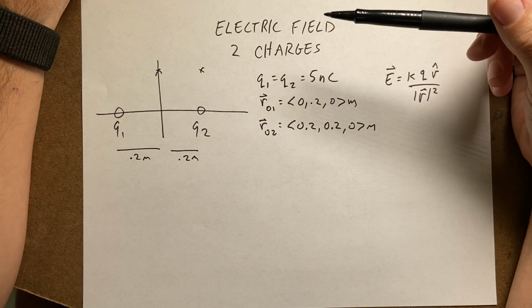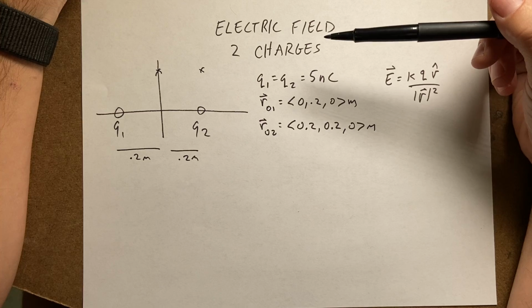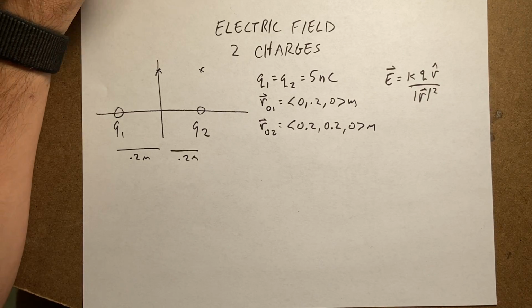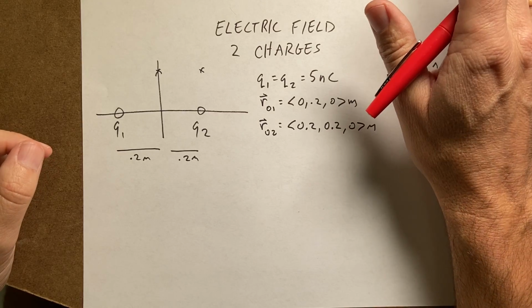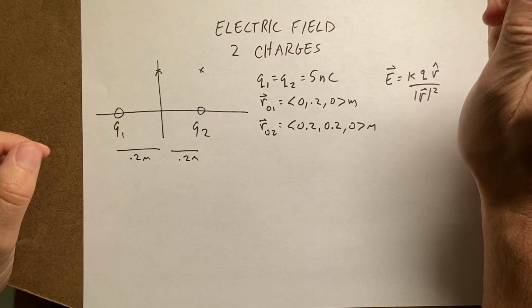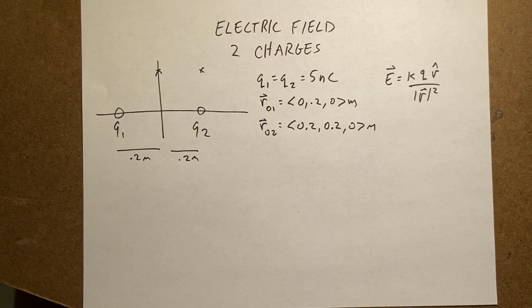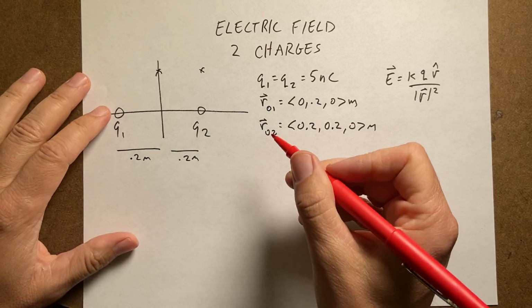Okay, so we've done the electric field due to a single point charge. Now we need to do the electric field due to two point charges. I mentioned this before when we talked about the gravitational field, but electric fields and gravitational fields obey superposition.